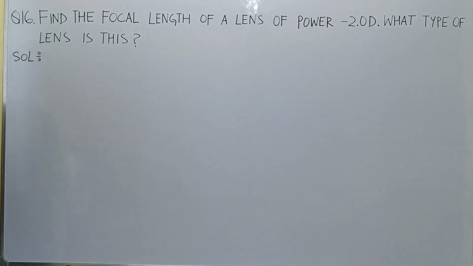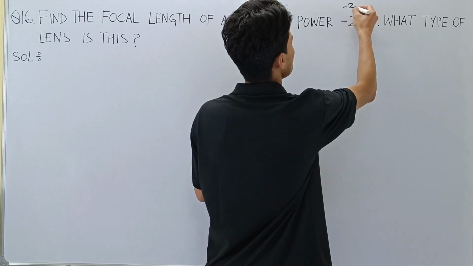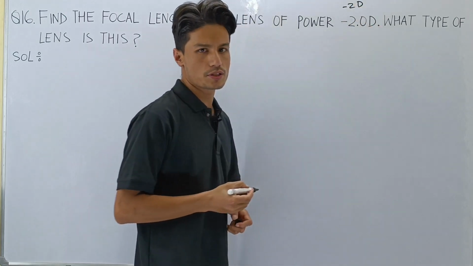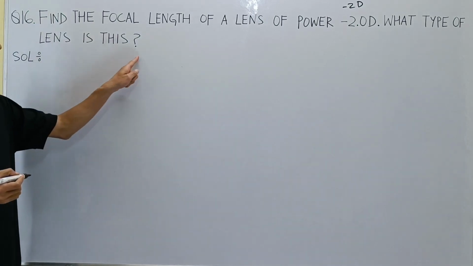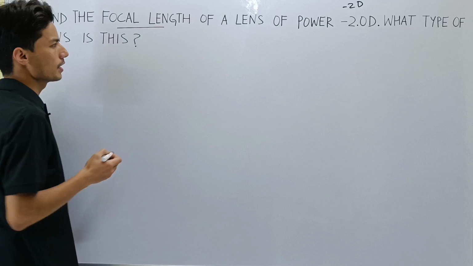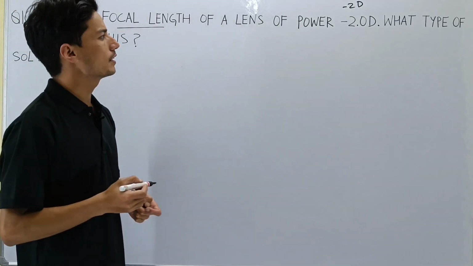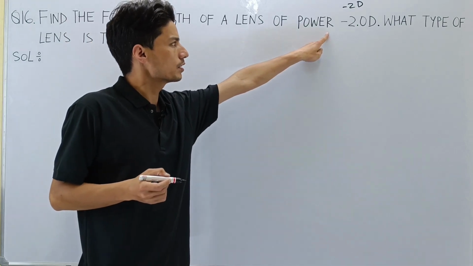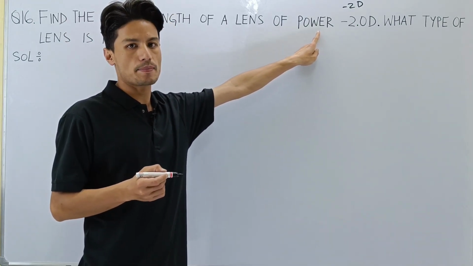Find the focal length of a lens of power minus 2.0 diopter. Minus 2.0 diopter, you read it as minus 2 diopter. Okay, minus 2 diopter. 2.0 is 2 only. What type of lens is this? So we have to find the focal length. So the question wants us to find the focal length, which will be F, and then they have given us power. So P is provided to us, capital P, because power is represented by capital P.